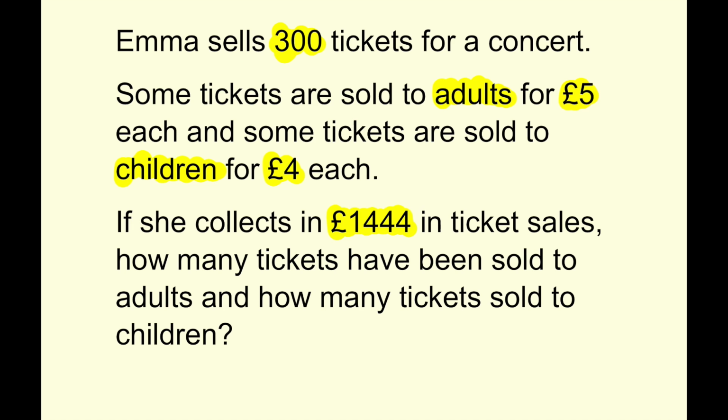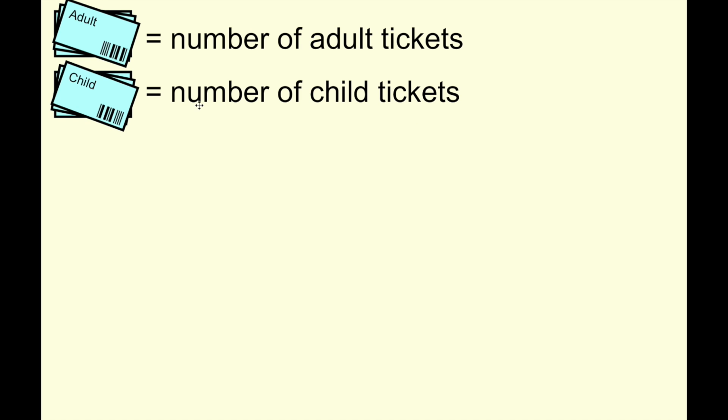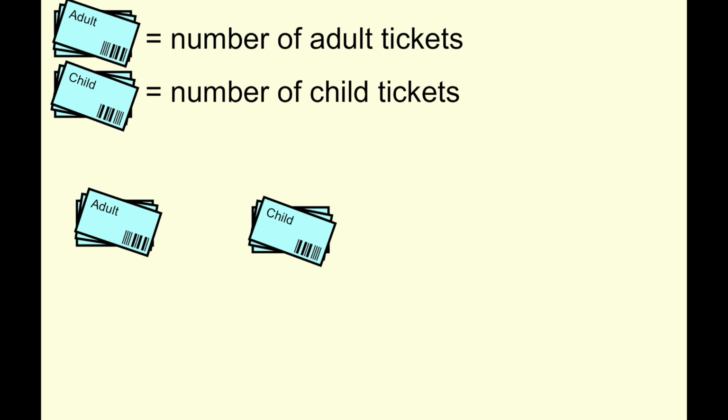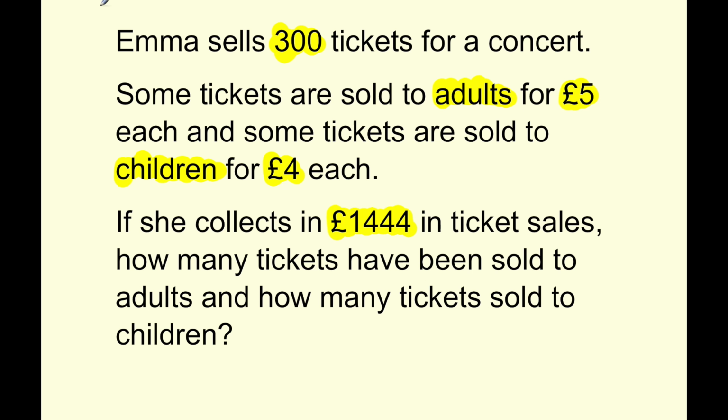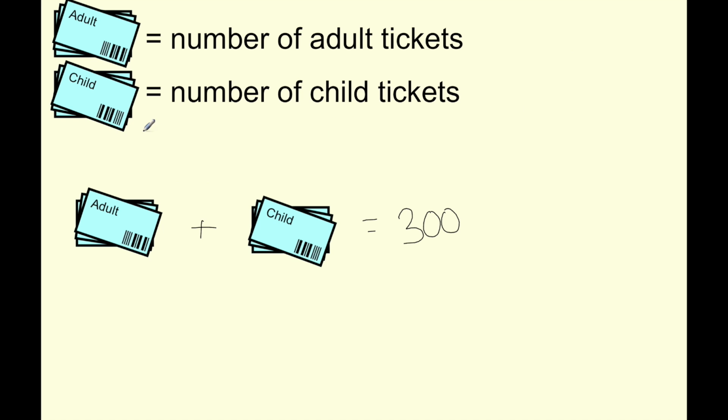So in terms of the number of adult tickets and the number of child tickets, when we're adding together the number of adult tickets and the number of child tickets, that will come to 300. Let's just check that. 300 tickets were sold, adult tickets and children tickets. So here we have the first of our simultaneous equations. The number of adult tickets plus the number of child tickets will equal 300.